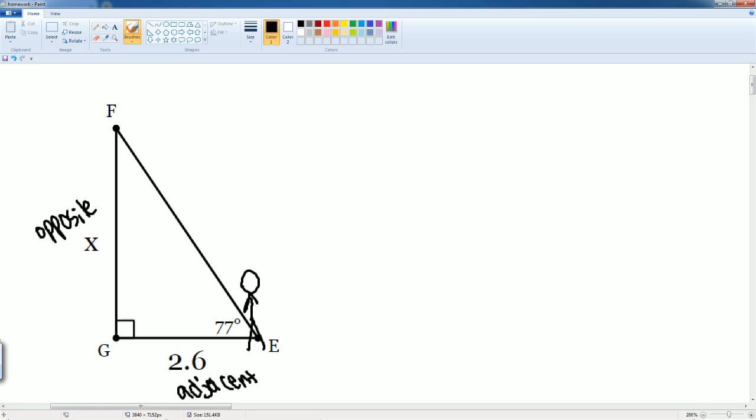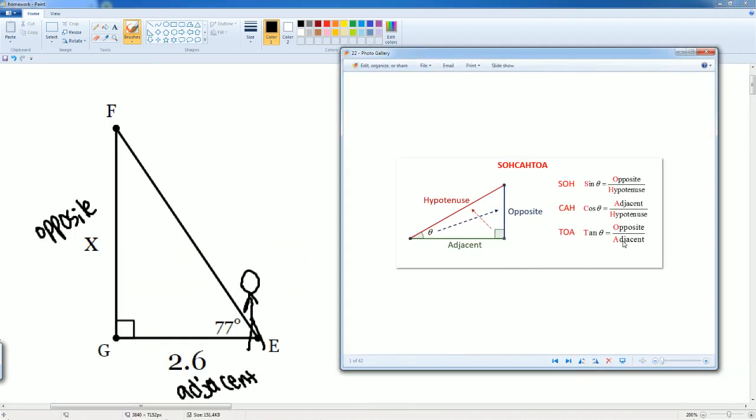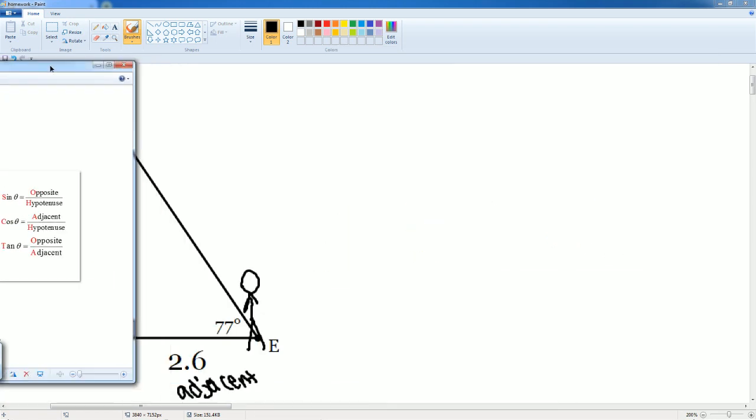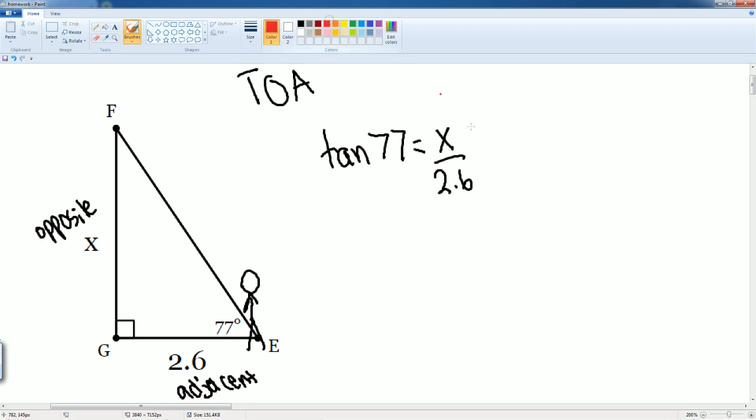Once we have this, we can look at our trig ratios, and we saw that opposite and adjacent is referred to as TOA, which is the tan. So we can write TOA, which is going to be our tangent. So tan of that 77 degrees is going to be equal to the opposite, which is x, divided by the adjacent, which is 2.6. We now want to multiply by 2.6 to both sides.